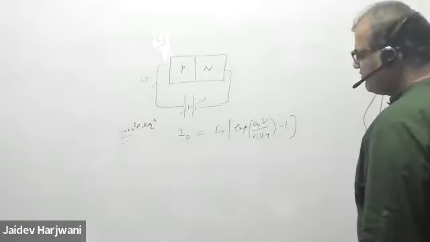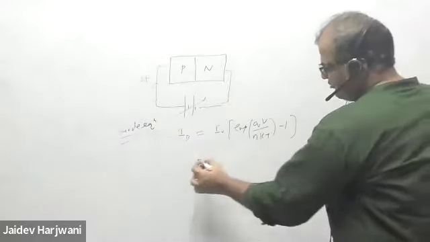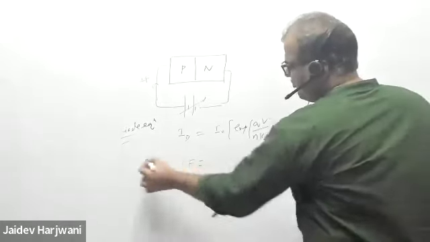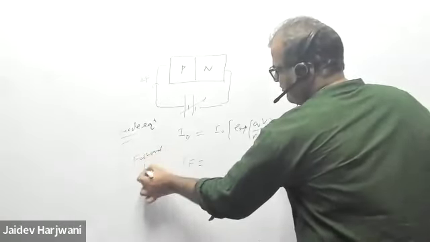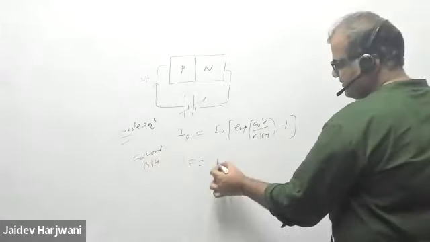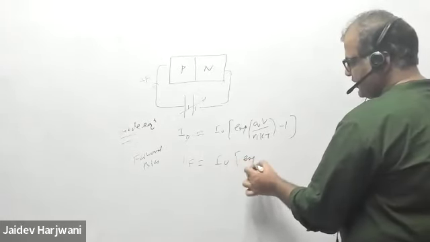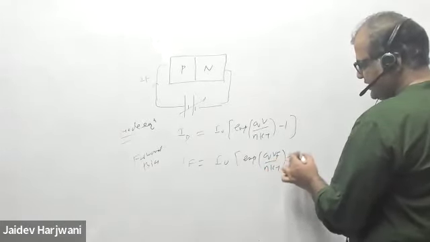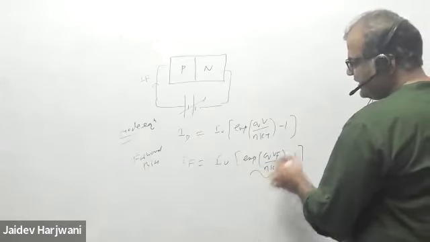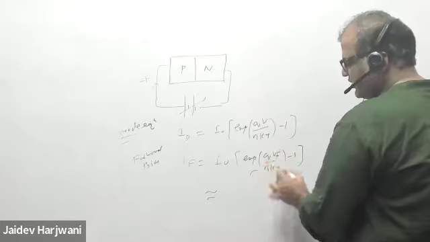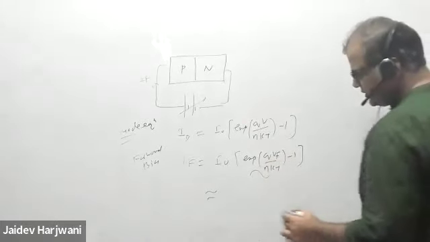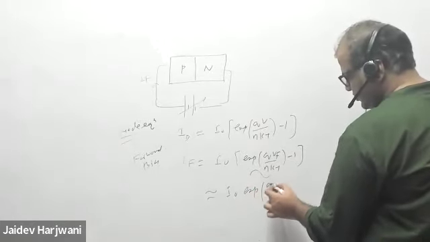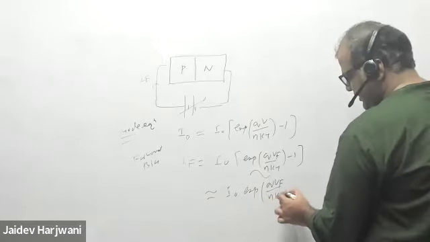Now for forward bias, this will become plus. So for forward bias, my ID is equal to IF. This is my I naught exponential QVF by eta KT minus 1. And because of forward bias, I can neglect this 1 because this is a positive quantity. So I can write my IF is equal to I naught exponential QVF upon eta KT.